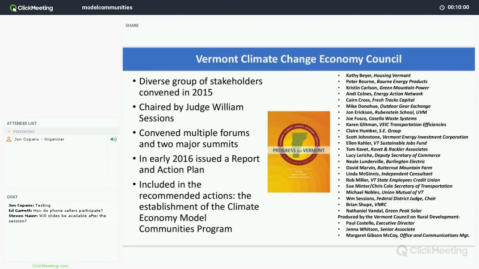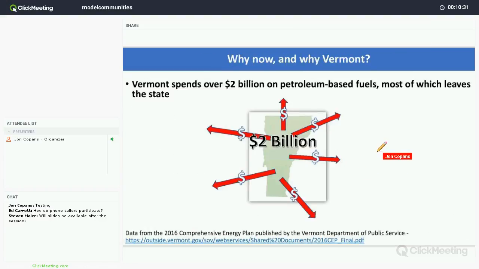And what the Climate Change Economy Council really emphasized is that Vermont has a unique opportunity to participate in that economic transition and to capitalize on it for the benefit of our communities and Vermonters. So I want to give you a little context about what that economic opportunity looks like. Vermonters spend something over $2 billion every year on petroleum-based fuels. We do not have any of those fuel sources native to Vermont, so the bulk of those dollars are flowing out of the state.